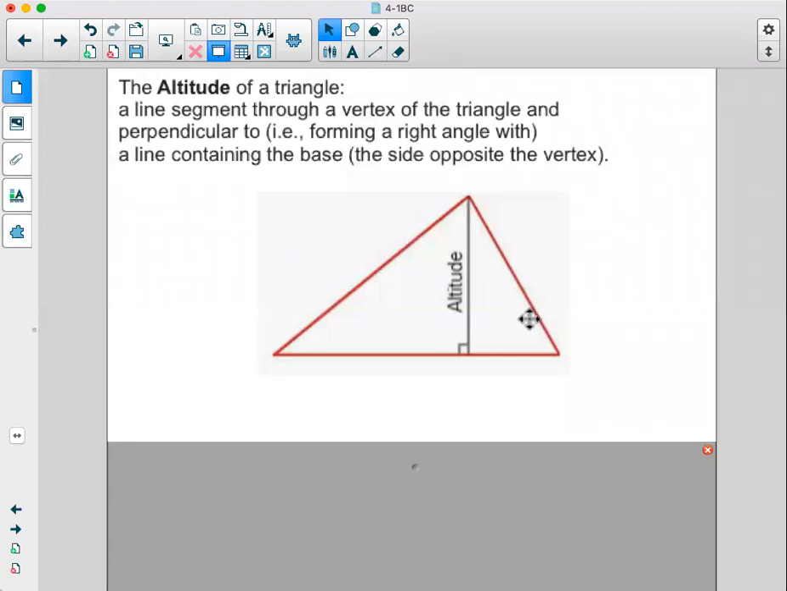The altitude of a triangle is a line segment through the vertex of a triangle that is perpendicular to the opposite side. In other words, it makes a right angle with the opposite side or with the line containing the opposite side. So the altitude of a triangle is a segment through the vertex of a triangle perpendicular with the line that contains this opposite side. Vertex, opposite side.